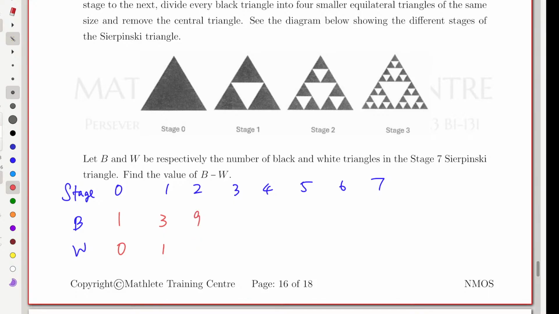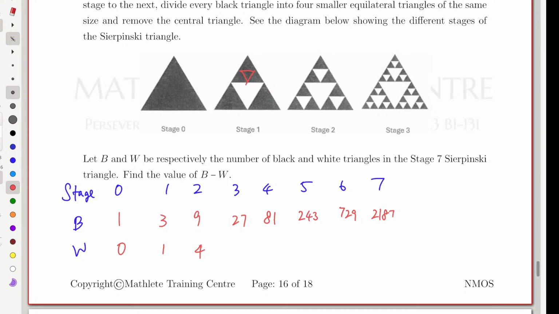At this point, you probably can notice a pattern about the number of black. It's always going to be times 3 each time, because each time you split up a triangle into 3 smaller black triangles. So it's going to be 27, 81, 243, 729, and then finally times 3 again, 2187.